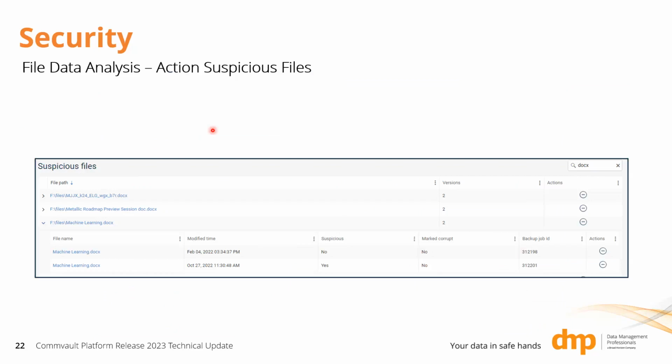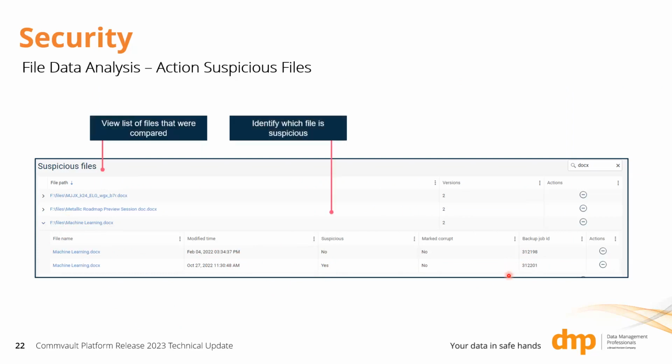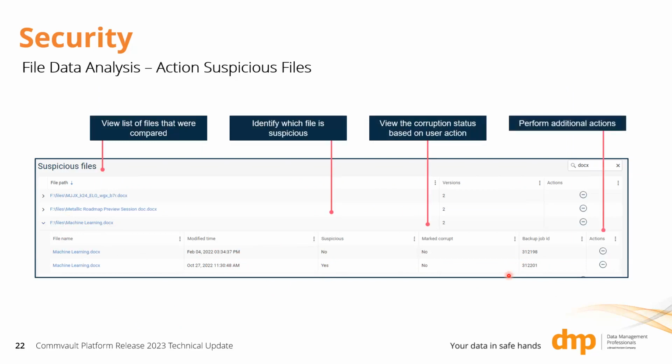So if you have any suspicious files, in this example we have the file machine learning.docx. You can see it has two different versions, with two different dates here. And you can see that the second one, which is the last one created, is the suspicious file. You can also see the job ID with which that file was backed up. So we have seen all this.